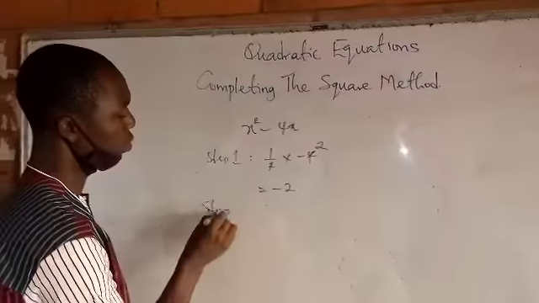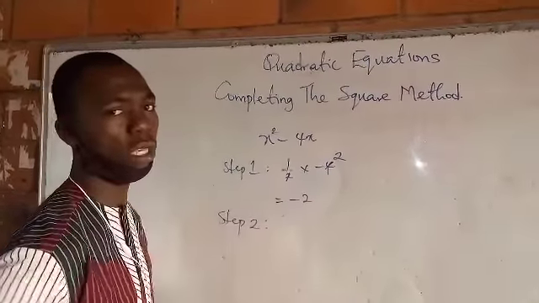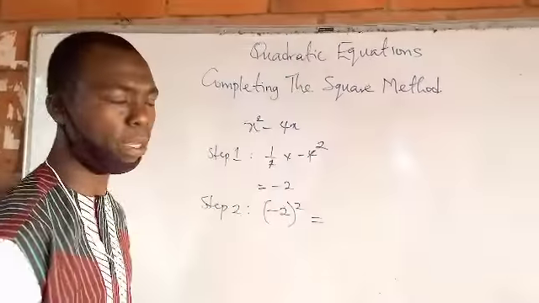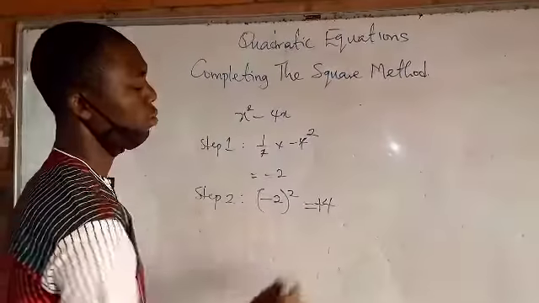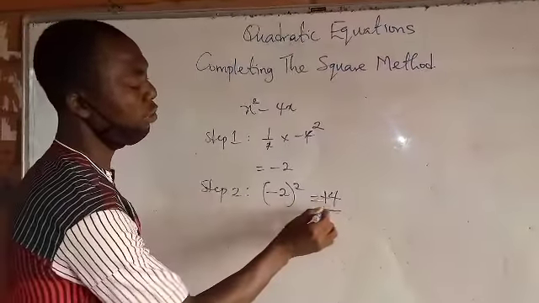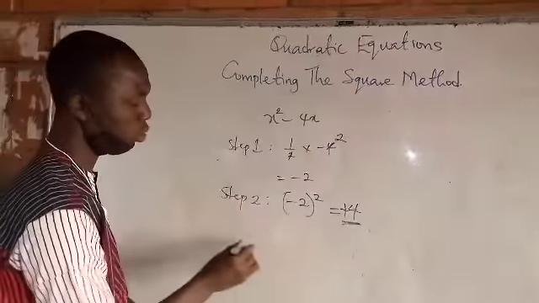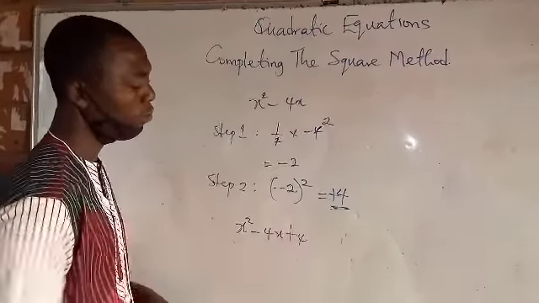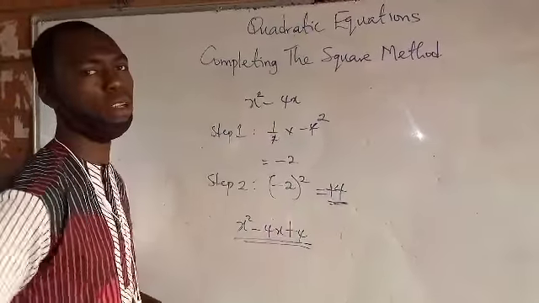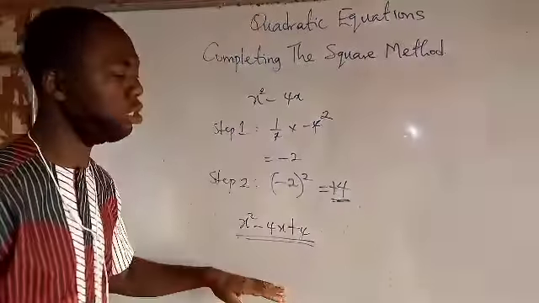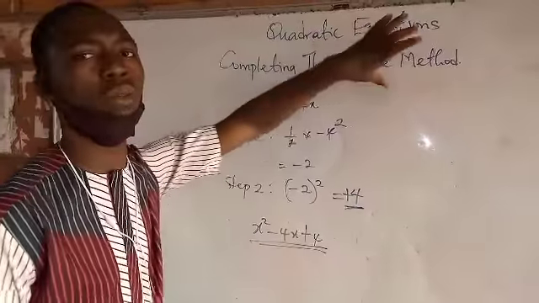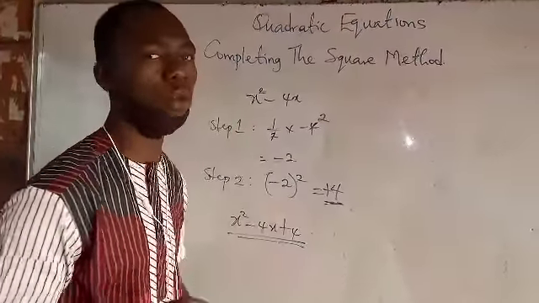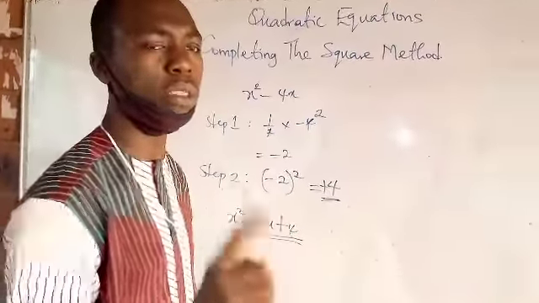Step 2: you square the result that you get here. Minus 2 squared, that is minus 2 times minus 2, which gives us plus 4. Then you add this result to the given expression. So that means we have x squared minus 4x plus 4. So this expression now is a perfect square. We need this knowledge when we are talking about the completing the square method. So now let's take an example on how to solve a quadratic equation using the completing the square method.